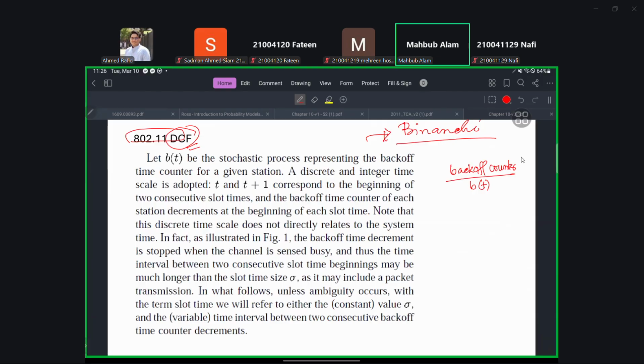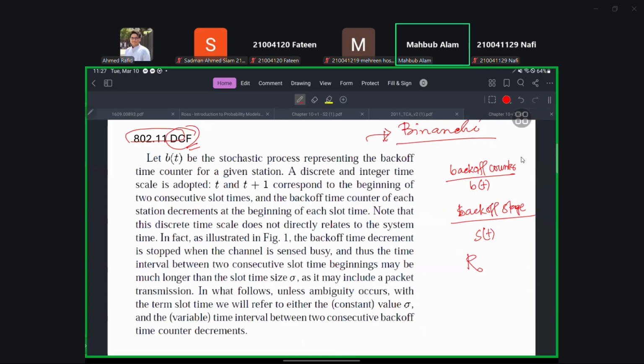Now, if we include the retransmissions, then what happens? You need to mention in which state the station is currently, whether it is the first retransmission, second retransmission, or third retransmission. Based on that, the backoff window will be chosen. So we have another one, let's say the backoff stage, s(t), another stochastic process: 0, 1, 2. A station can be allowed up to R transmissions. That means R minus 1 retransmissions.